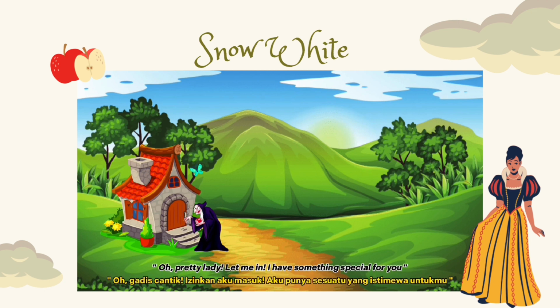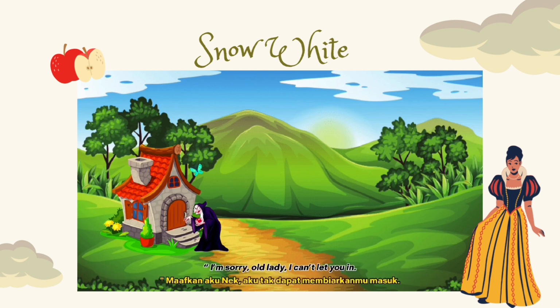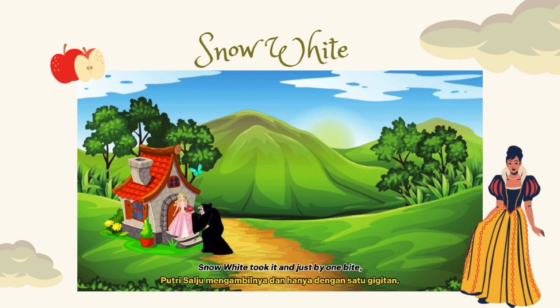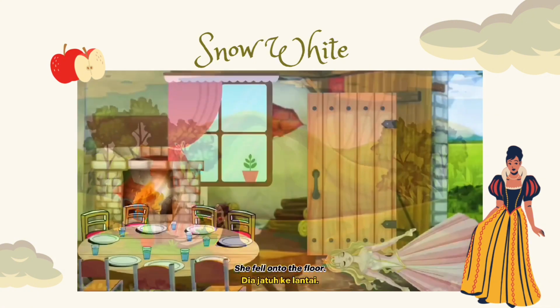"Oh, pretty lady, let me in. I have something special for you." "I'm sorry, old lady, I can't let you in. The 7 dwarfs have told me to stay away from strangers." "I have a juicy and sweet apple, my dear. Do you want it?" Snow White took it, and with just one bite, she fell onto the floor.